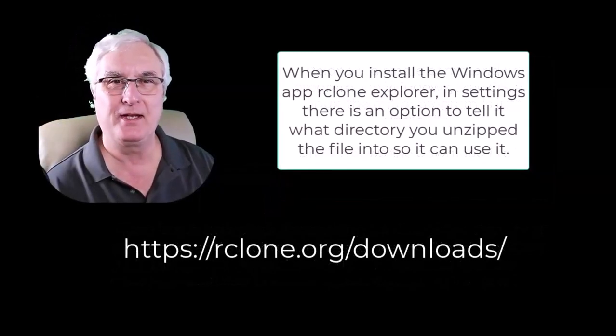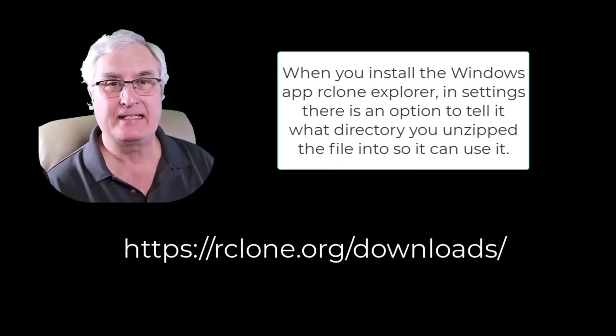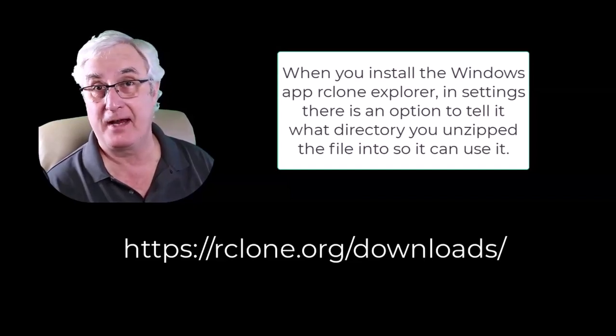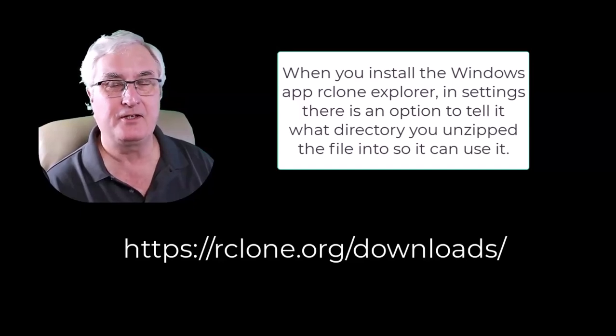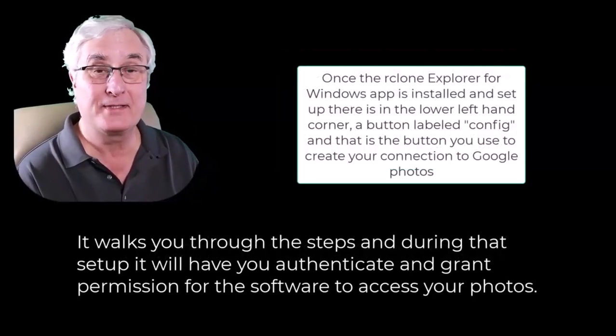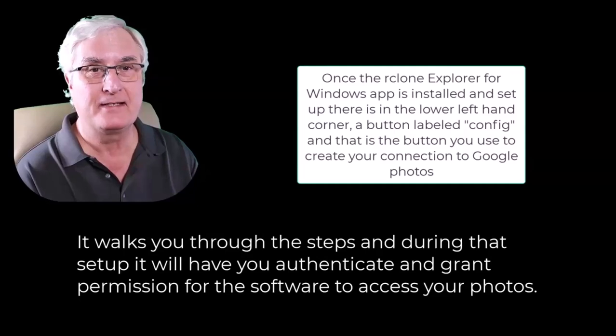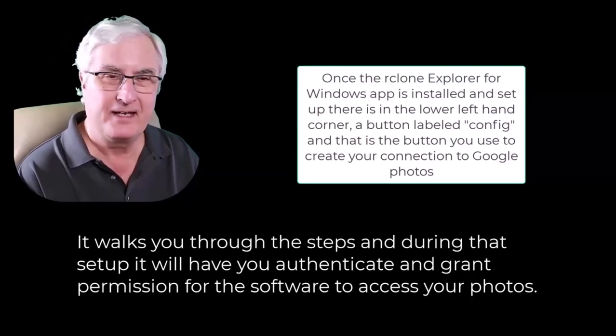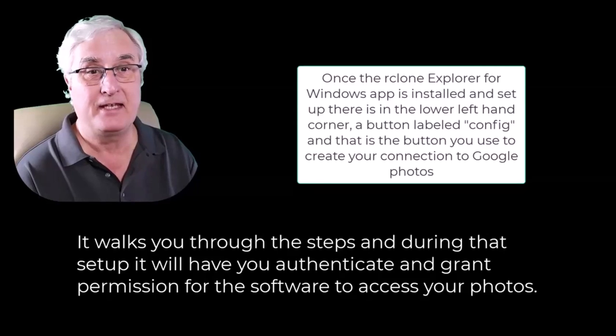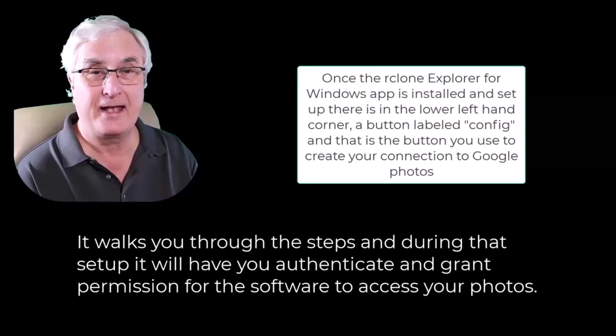When you install the Windows app, in settings there is an option to tell it what directory you unzipped the file into so you can find it and use it. Below is the website that you can find to download the file for installation. Now, once the rclone Explorer for Windows app is installed and set up, there is in the lower left-hand corner a button labeled Config. And that is the button that you use to create your connection to Google Photos. It walks you through the steps, and during that setup, it will have you authenticate and grant permission for the software to access your photos.